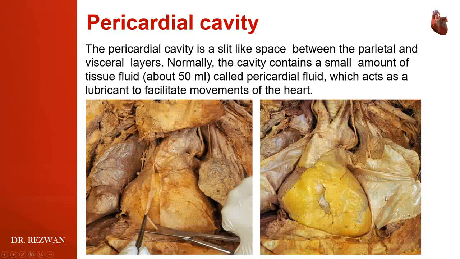So in between these two layers, the sac which was present over here is the pericardial sac or the pericardial cavity. The pericardial cavity is a slit-like space between the parietal and the visceral layer. Normally the cavity contains a small amount of tissue fluid, about 50 ml, called the pericardial fluid, which acts as a lubricant to facilitate the movements of the heart.